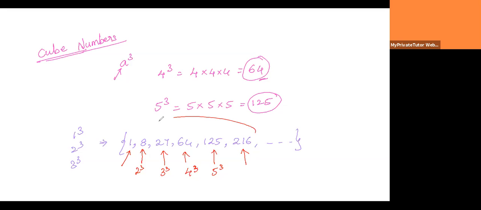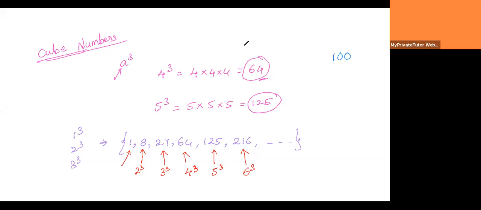So these are the whole numbers, cube numbers, but whole numbers, isn't it? But if you take any number other than these in between, for example, 100, so 100 is not a cube number. But we can find the cube root of this. I will explain cube roots when we move to the cube roots.